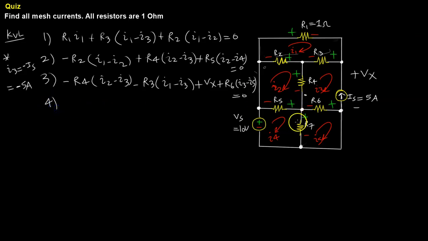Go to the fourth mesh. Now here I'm going to see a minus Vs. I'm going to go up and see a minus R5 times I2 minus I4. Then I'm going to see a positive R7 times I4 minus I5 is equal to 0.